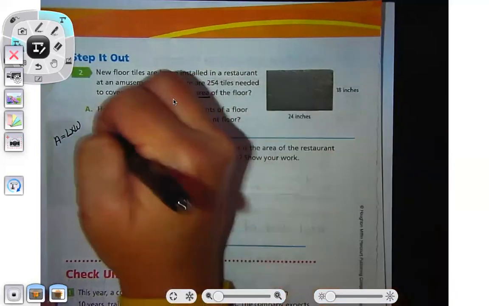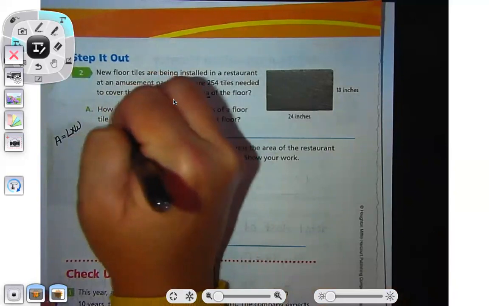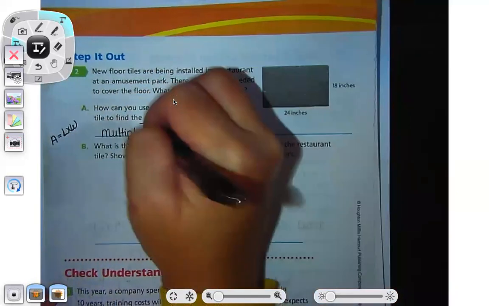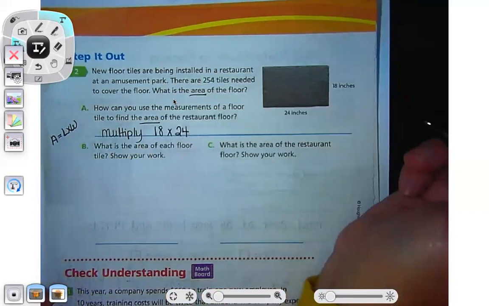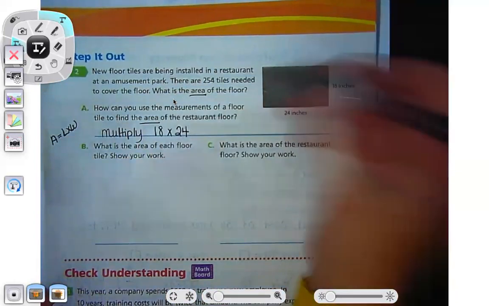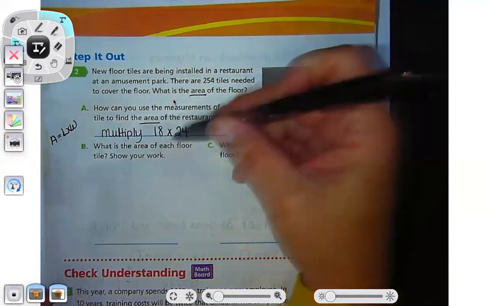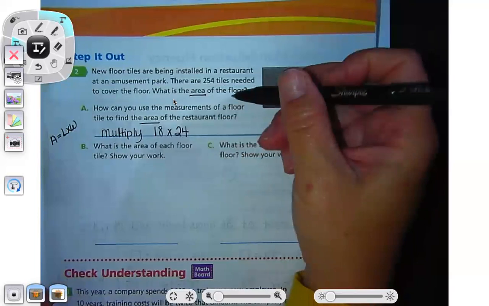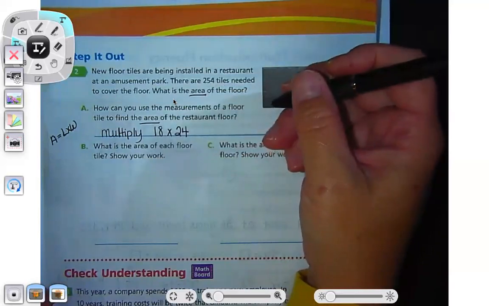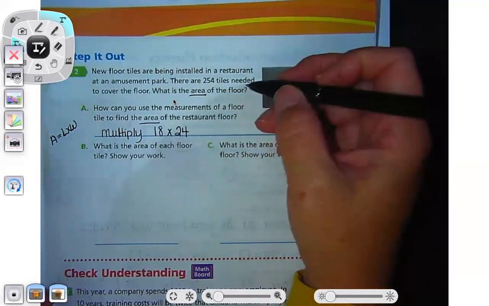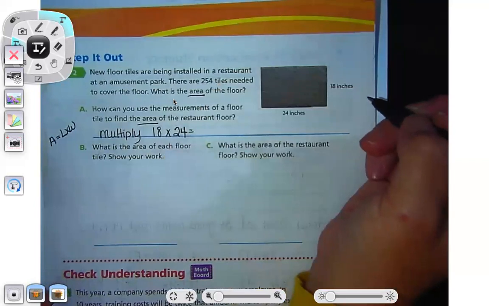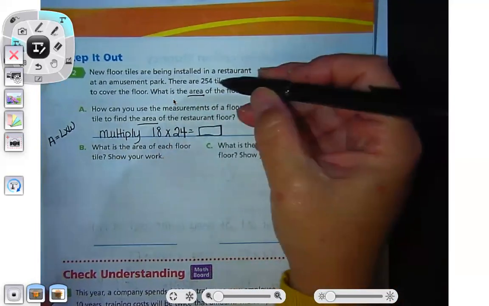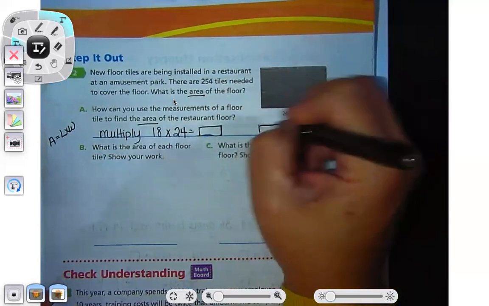Well, I can multiply 18 times 24. So that's just finding the area. How can you use the measurements of a floor tile to find the area? So if there are 254 tiles needed to cover the floor, then I can find this product and multiply this product by 254.